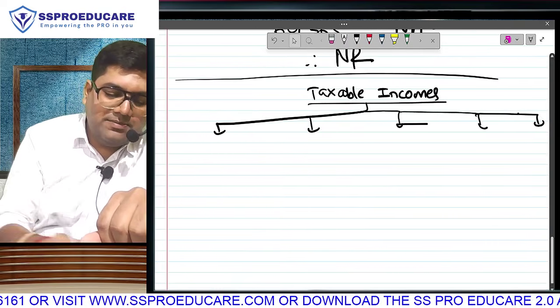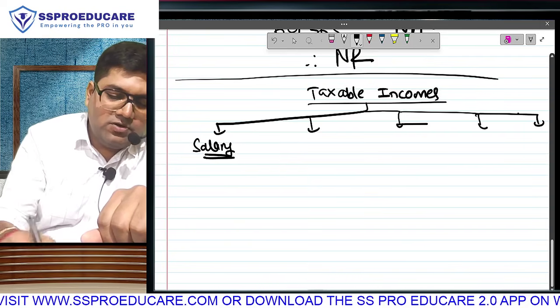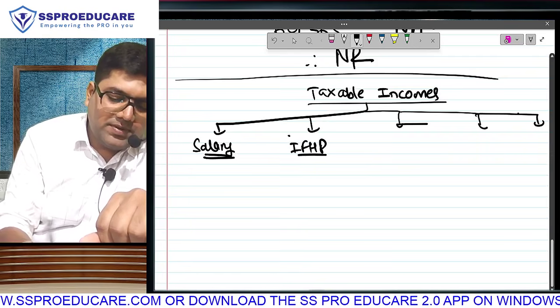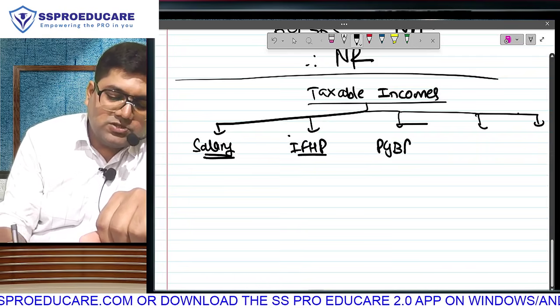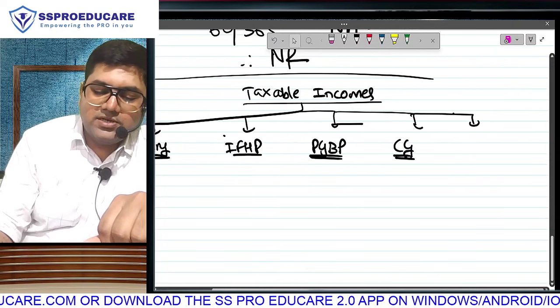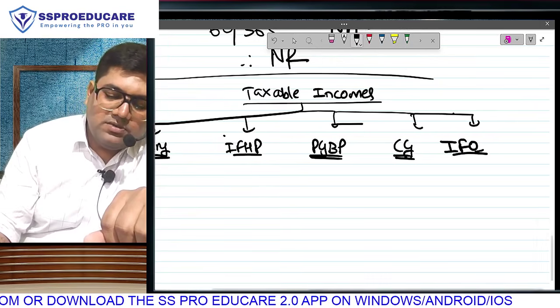First head of income in income tax law: income from salary. Second head of income: income from house property. Third, profits and gains of business or profession, capital gains, and income from other sources. One by one, we have to learn the 5 heads of income.